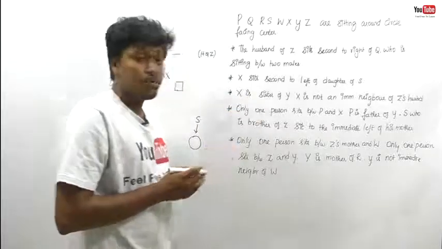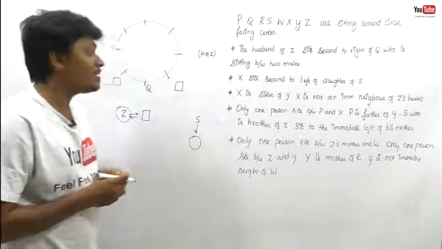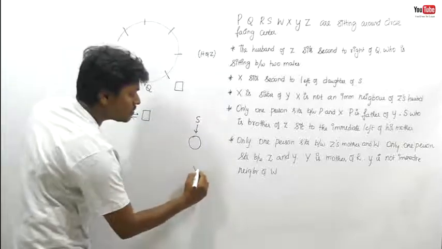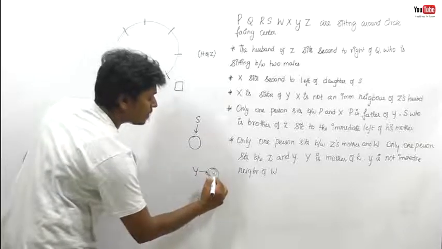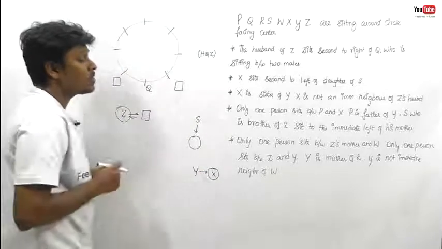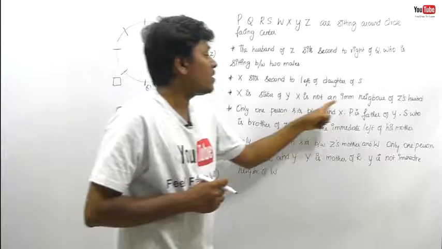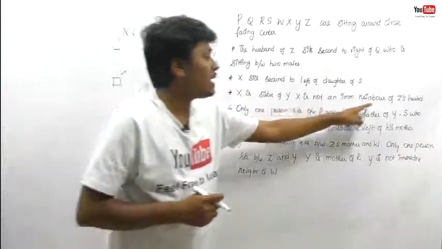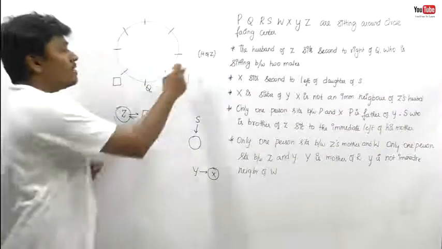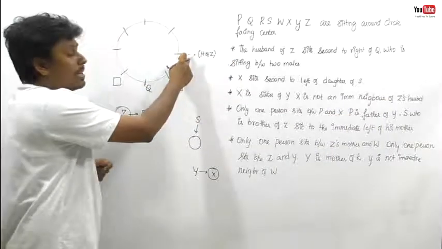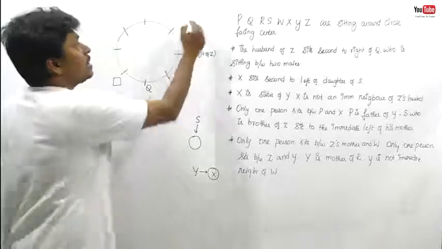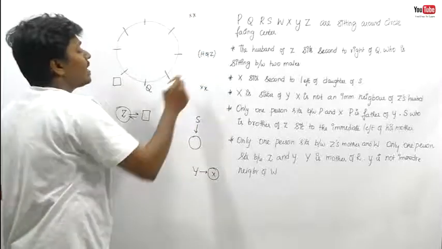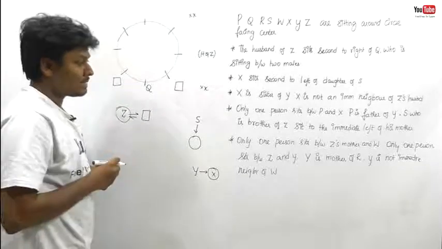X is sister of Y, so Y's sister is X. This is another clue, so Y's sister is X. So because of female person, I am just drawing a circle here. X is not an immediate neighbor of Z's husband. They have said that X is not an immediate neighbor of Z's husband. So we know that Z's husband should come here. They have said that X is not an immediate person. So X should not come here and X should not come here. These two places where we should not place X.